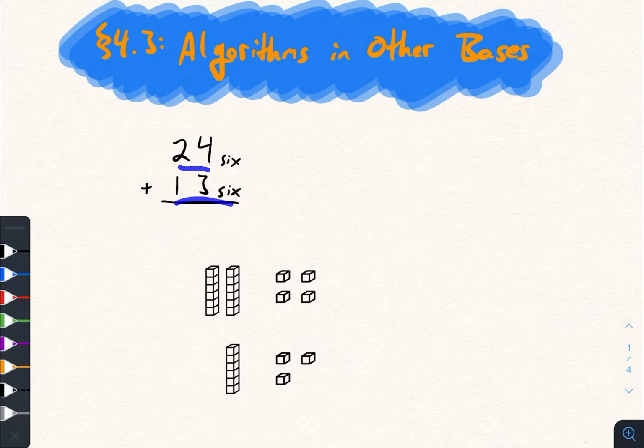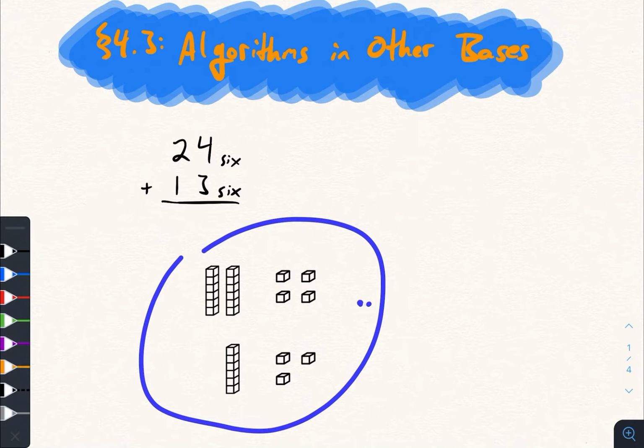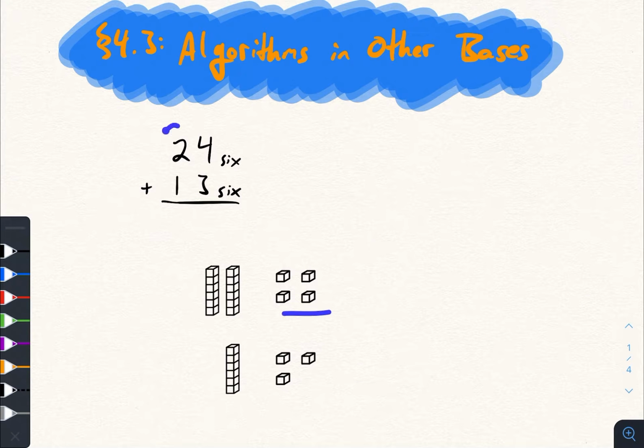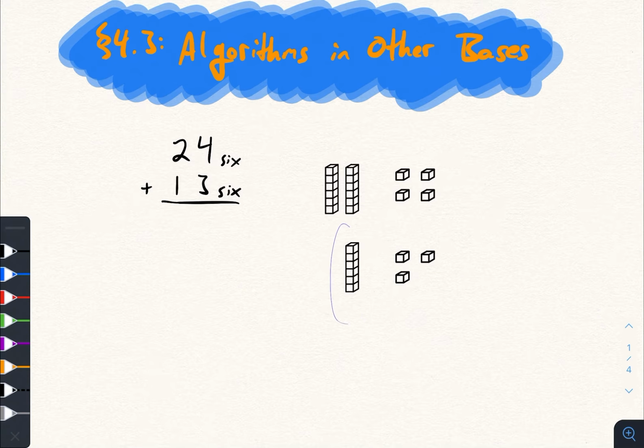So 24 base 6 plus 13 base 6. What is that? So we could represent this with base 6 blocks. So here I have the number 24 base 6 represented because this is 4 singletons and 2 groups of 6, right? So if I have two sixes and 4 singletons, combined with 1 group of 6 and then 3 singletons. If I want to add these together, what do I get?